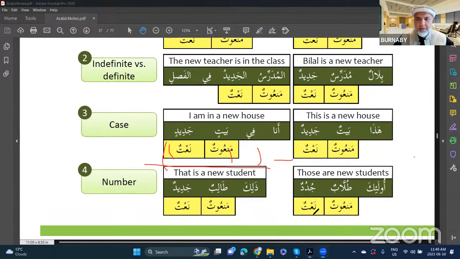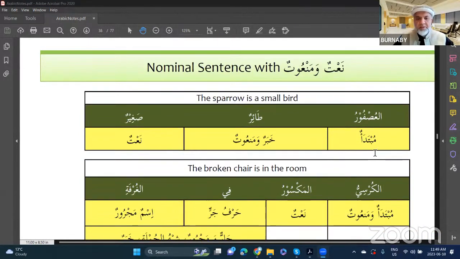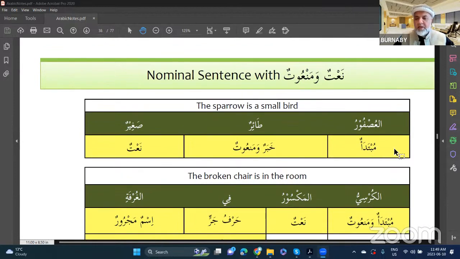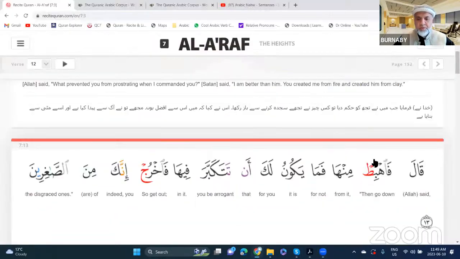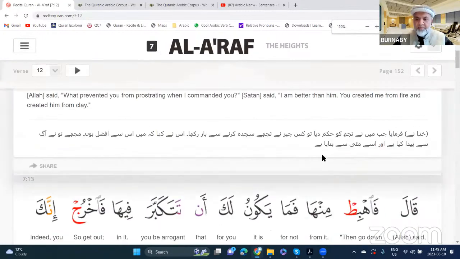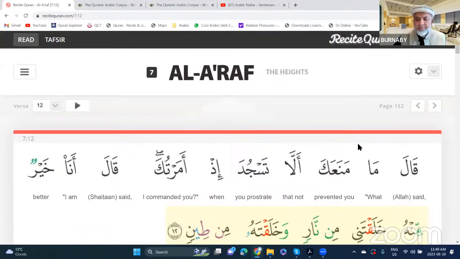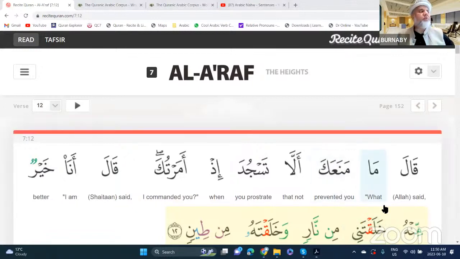Let's see. Clear all drawings. Close this. Okay. So, I'm going to run out of time, so I will leave this for next time. But I want to quickly go to our Quran and focus on some of the stuff here. So what we are looking at is some ayahs from Surah Al-Araf, the heights.